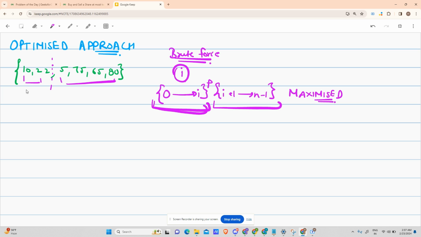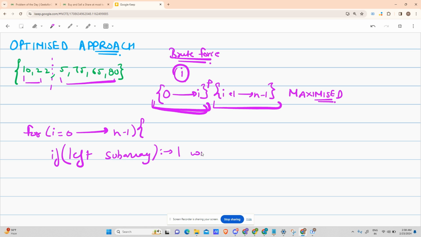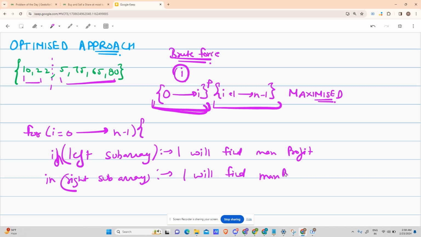Two partitions there are. So my approach will say that I move i from 0 up till n minus 1. And what I will do is, in the left subarray, I will find the maximum profit. In the right subarray, I will find the maximum profit, and then add them up. Left plus right is my answer. I will have to update.